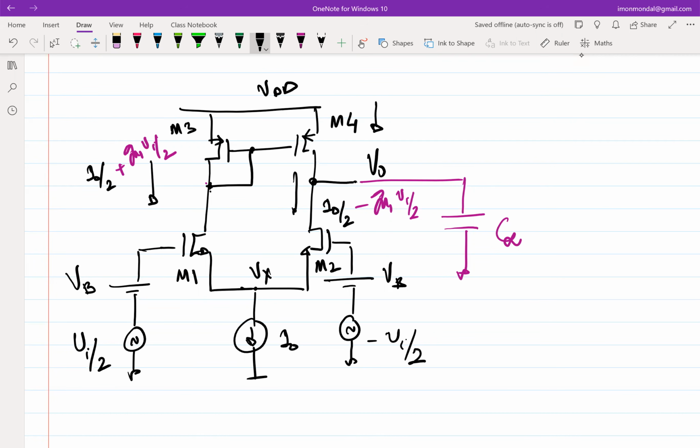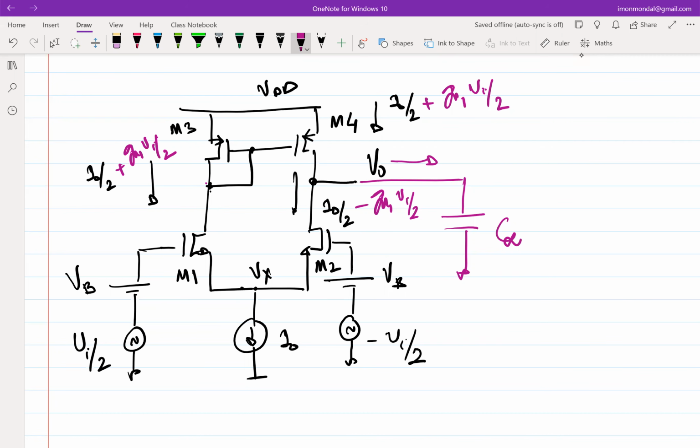So initially it was I0 by 2, but now it's a current mirror between M3 and M4, which means whatever flows through M3 has to flow through M4. So this will be plus GM1 Vi by 2. So now you have current of I0 plus GM1 Vi by 2 flowing from the top, and current of I0 by 2 minus GM1 Vi by 2 taken out, which means there is a difference current, and the difference current is flowing into this short.